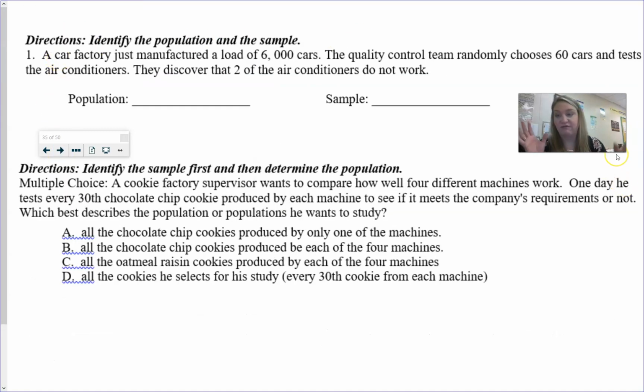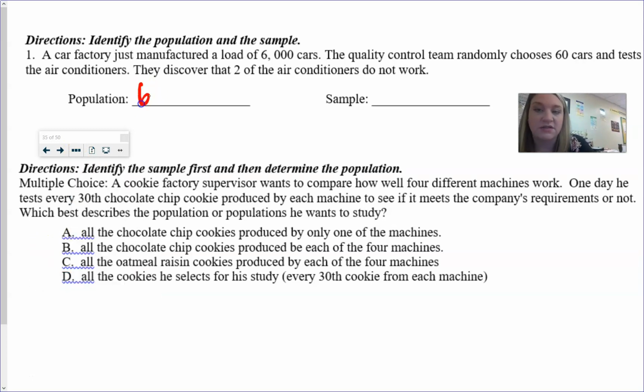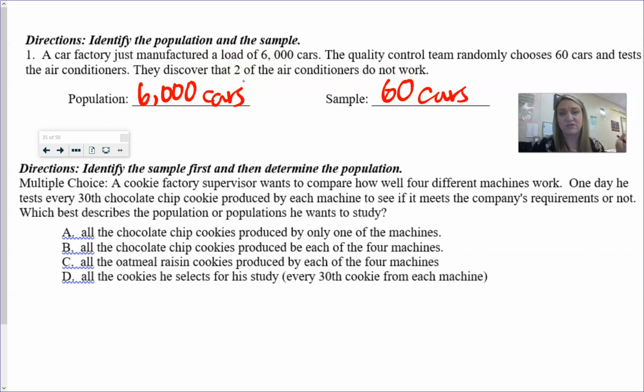All right, so right here, let's see if we can figure out the difference between sample and population. Our car factory just manufactured a load of 6,000 cars. The quality control team randomly chooses 60 cars and tests their air conditioners. They discover that 2 of the air conditioners do not work. So what's considered the population? What's the entire piece? Well, the entire piece is going to be all 6,000 cars that they got. The sample, so what was the piece they took out of that? They took 60 cars, so that's your sample, okay? The 2 air conditioners that don't work, that's the result of the survey. That's not the population or the sample, that's the result.